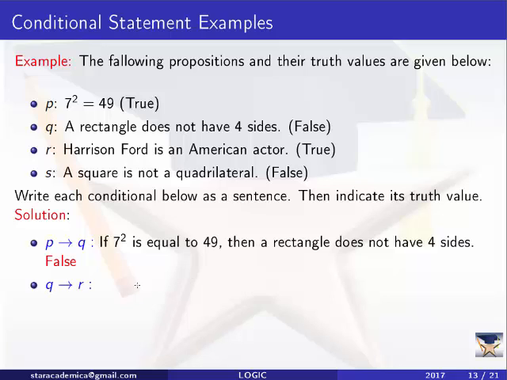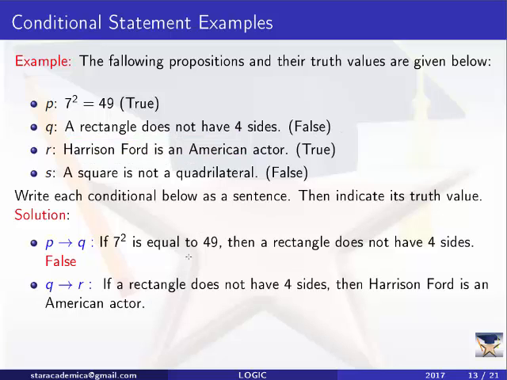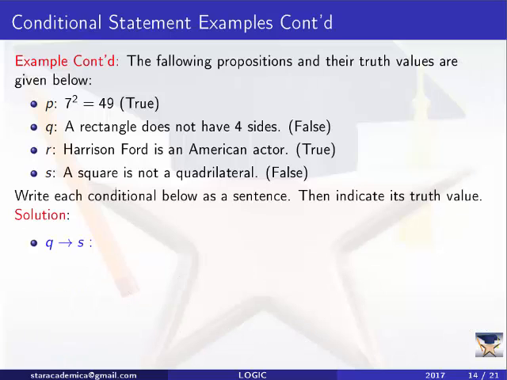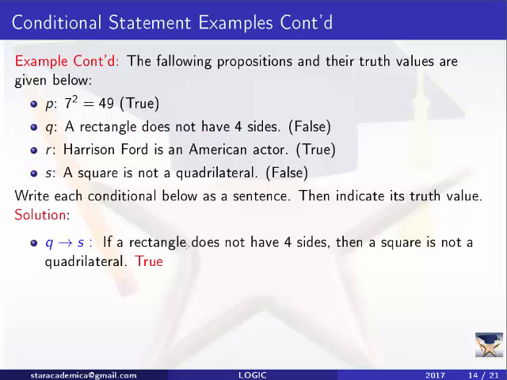The next conditional statement, Q implies R. If a rectangle does not have 4 sides, then Harrison Ford is an American actor. This is a false, true statement. False implies true, so the result is true. P implies R: if 7 squared is 49, then Harrison Ford is an American actor. Both are true, so the result is true. We continue with examples. Q implies S: if a rectangle does not have 4 sides, then a square is not a quadrilateral. False implies false is true.